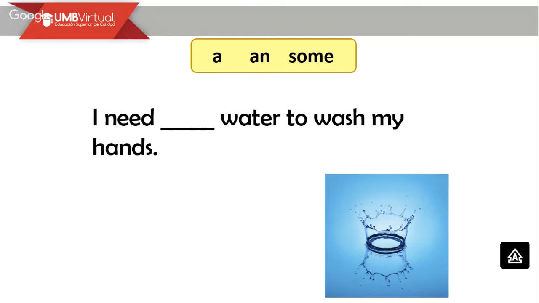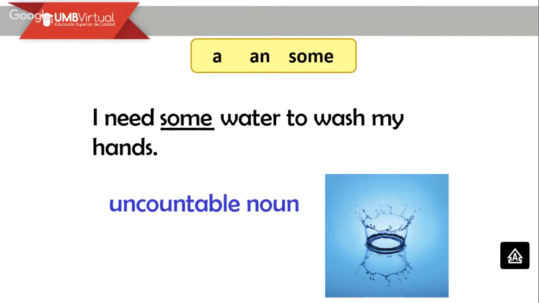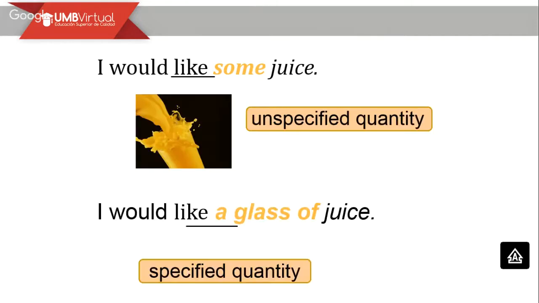When we say, I need water to wash my hands, we're going to see water. In your opinion, is it a countable noun or an uncountable noun? So water is uncountable. What is the correct option? Some, okay? Perfect. So right here, we have, I would like some juice, right? And no specific quantity. Me gustaría un poco de jugo. No sabemos la medida exacta, solamente estamos diciendo que sí, que queremos tener esta bebida.